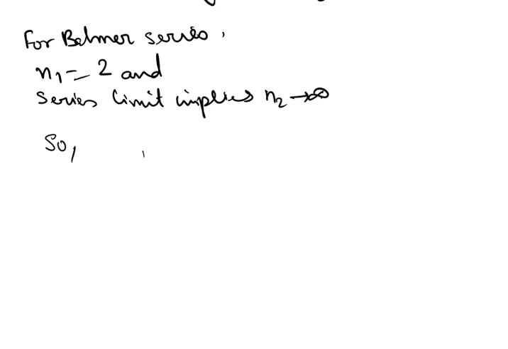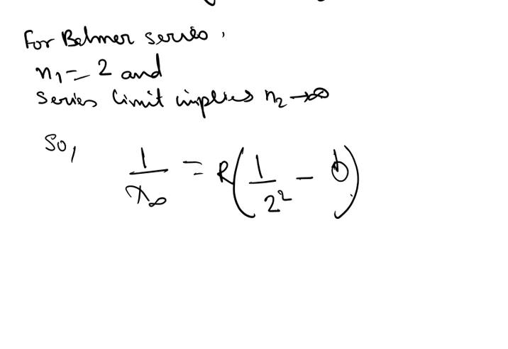So 1 by lambda infinity equals R into 1 by 2 square, and 1 by infinity is 0, so 0 or equal to R into 1 by 4, or R equal to 1 divided by lambda infinity into 4. Right.